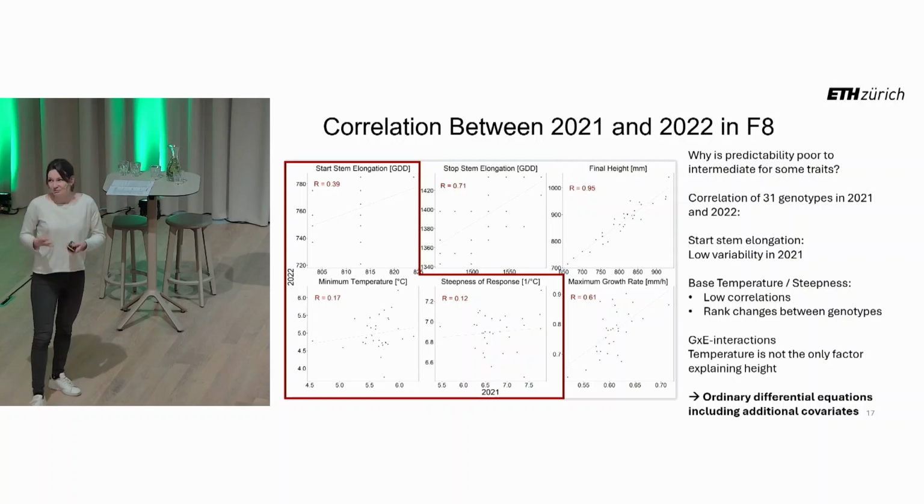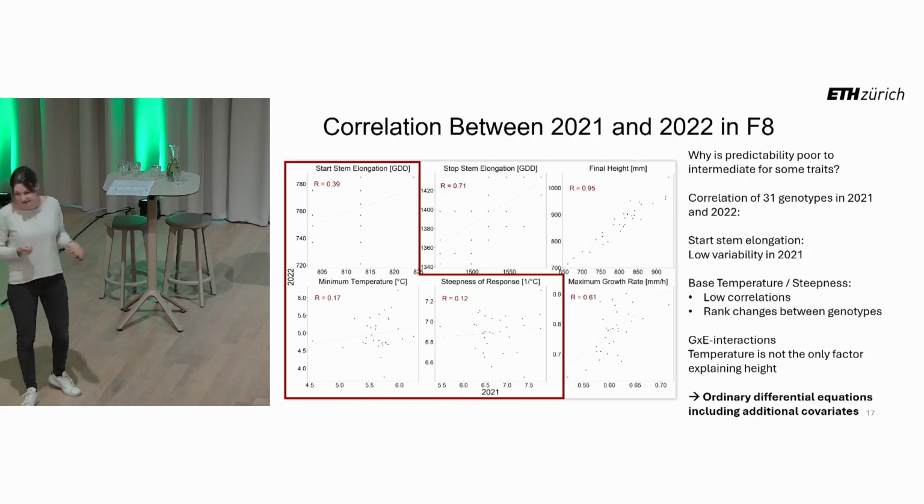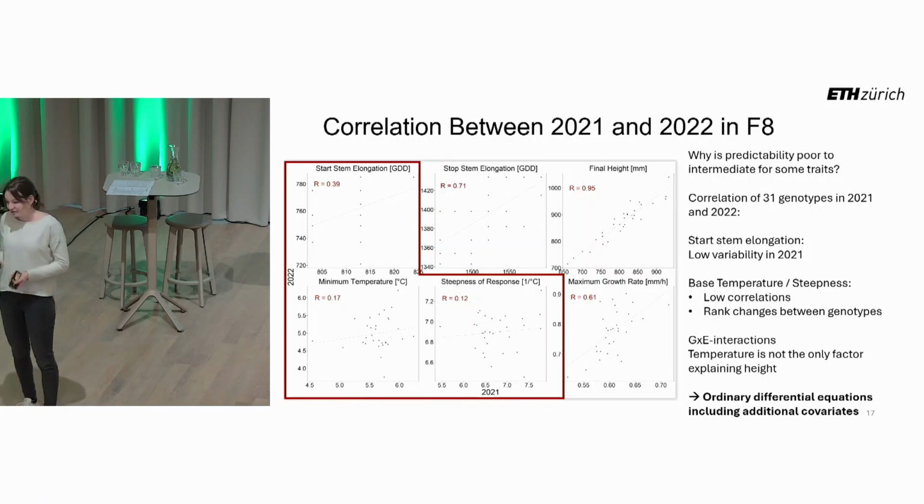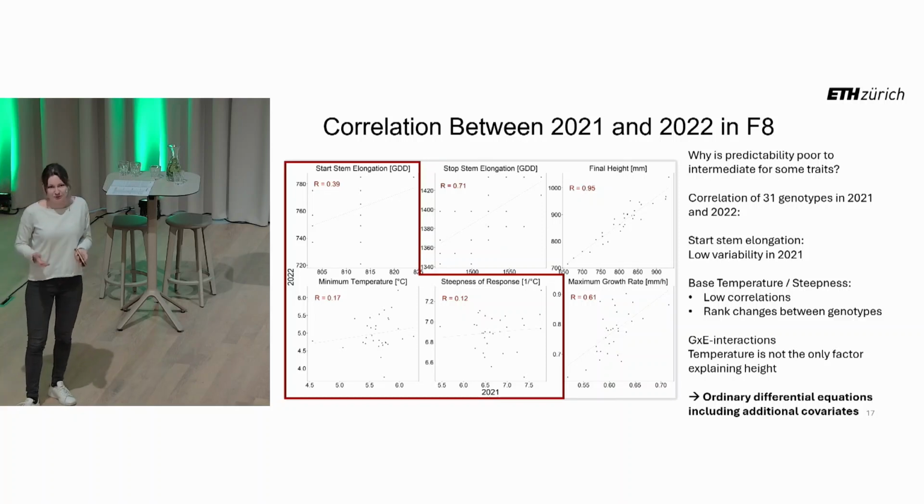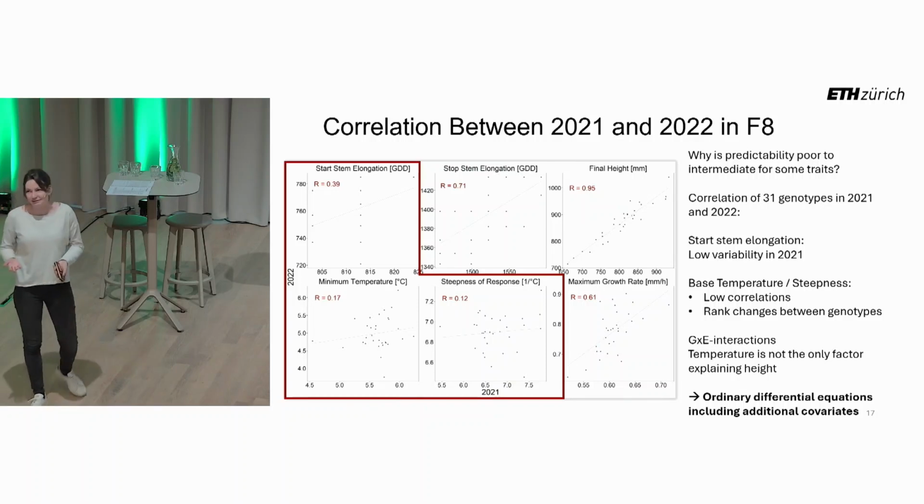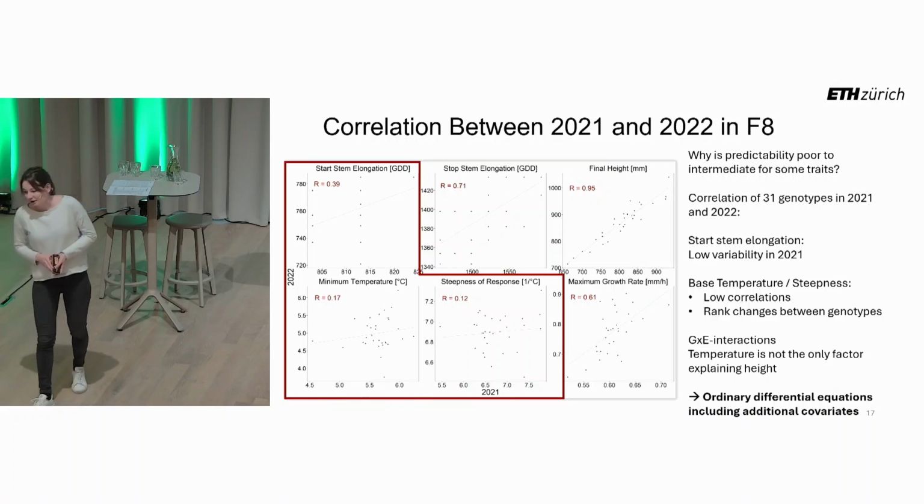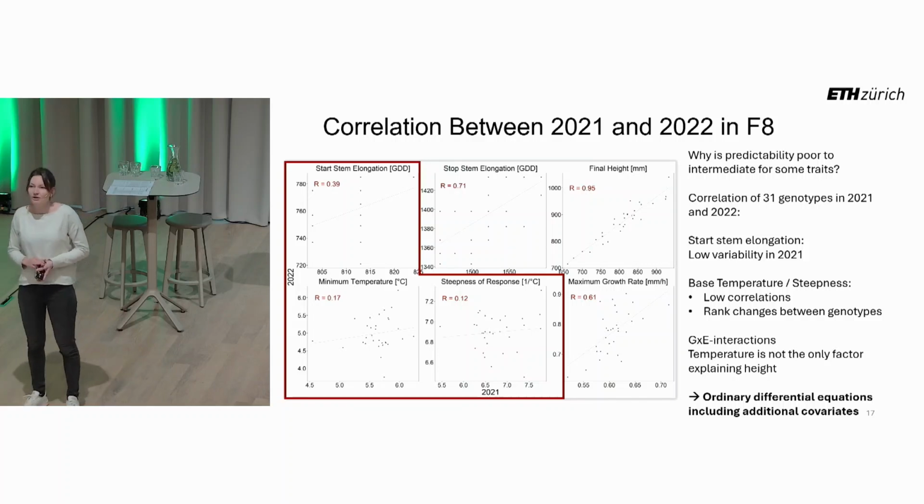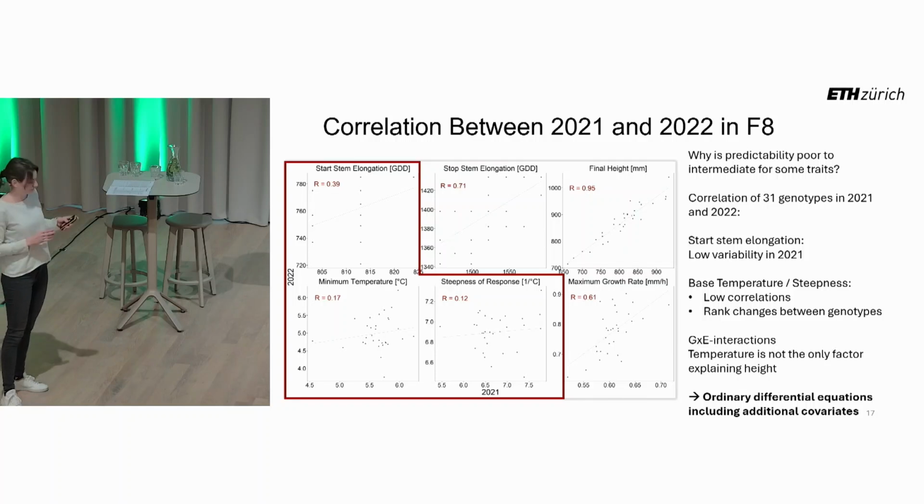So our assumption was that maybe there are still G-by-E interactions included, and for the temperature response parameters here at the bottom, we could say that temperature is maybe not the only factor explaining height, and this is possibly the case. So here, based on these findings, we realized that we really need to adjust our approach, how we model crop growth, and we fit our parameters. And this is how the collaboration with Biometris group started in my PhD, and we started to use ODEs, ordinary differential equations, which are able to include additional environmental covariates, such as irradiance or soil moisture content.